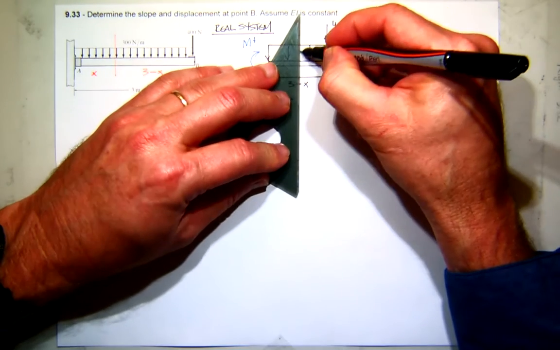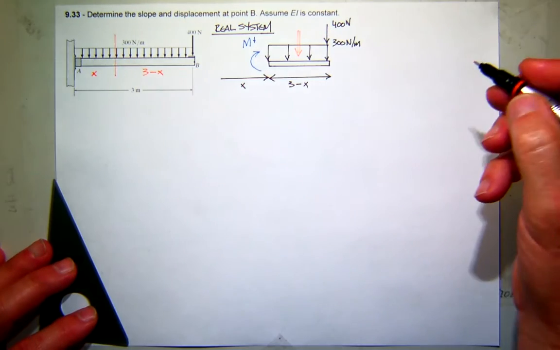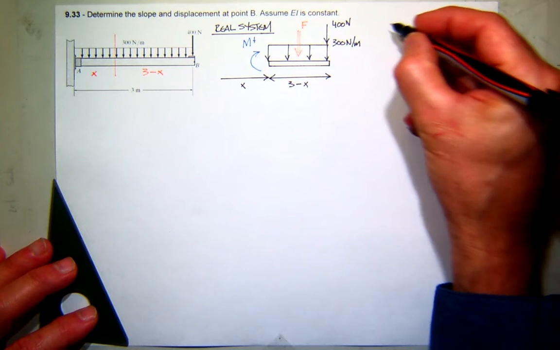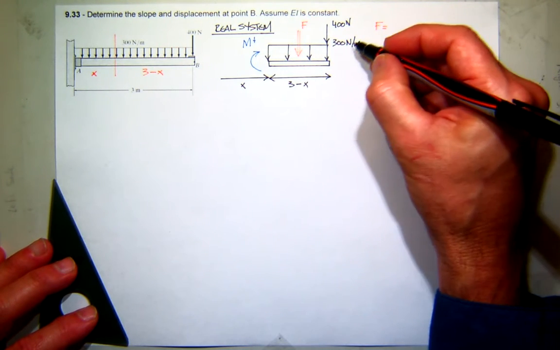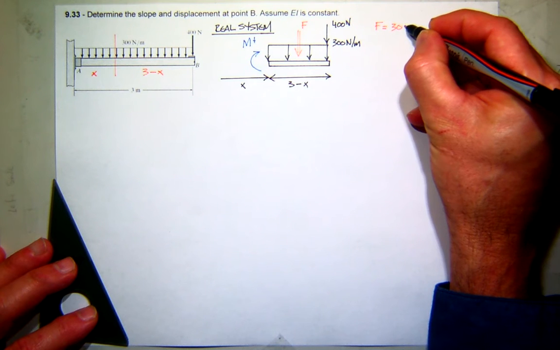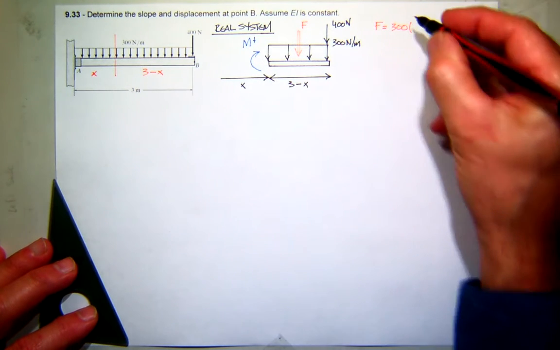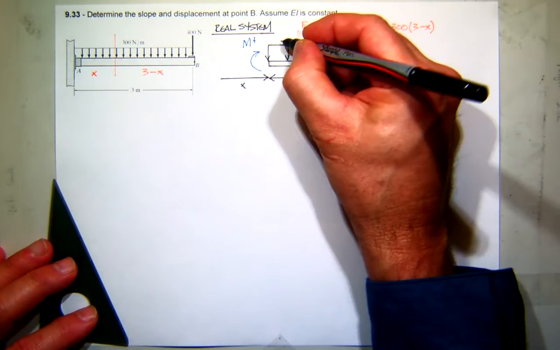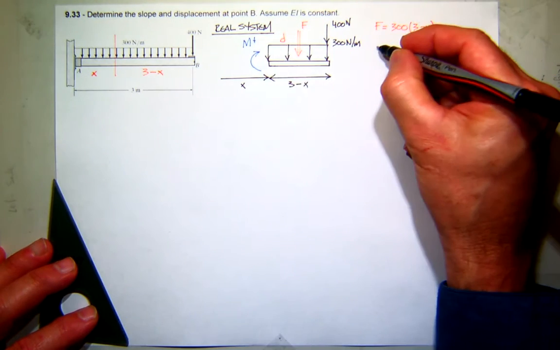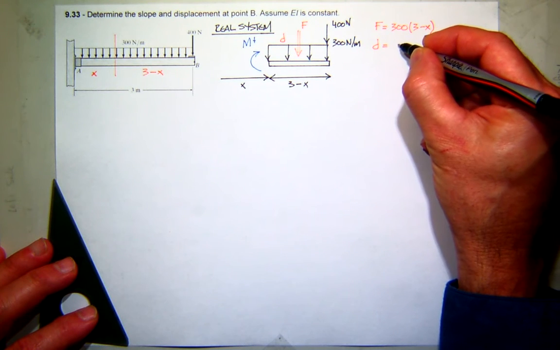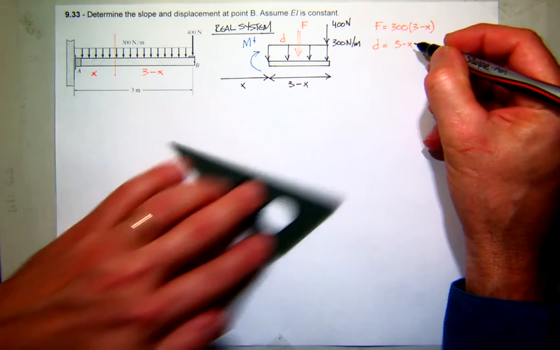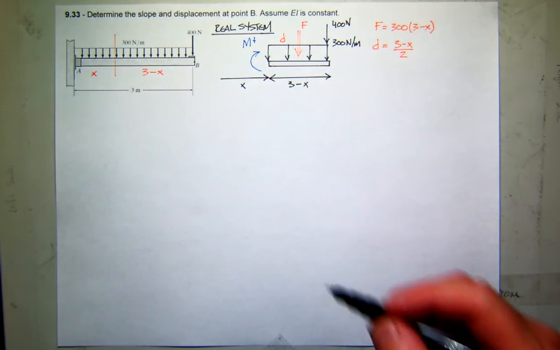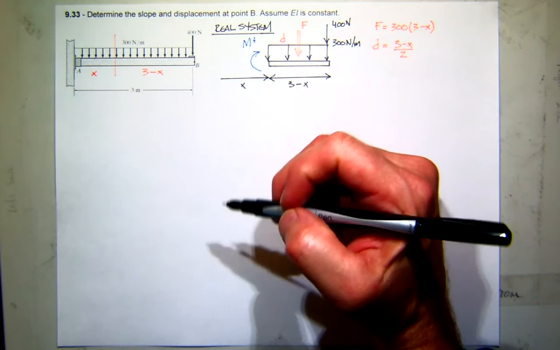So I'm going to find the concentrated equivalent force for this. I think I'm going to run out of room in there, so I'll just call it F, and I'll come over here and I'll say F is equal to what? It'll be the 300 newtons per meter times the distance, which is 3 minus x. And of course, I know the distance of that force from the cut is half the distance, and that will be (3 minus x) divided by 2. With all that information, I should be able to find the moment now.